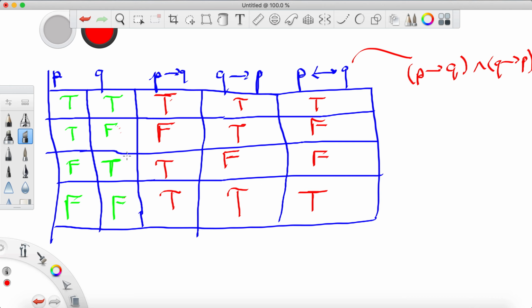Okay, so in summary, we see that P if and only if Q is true just in case, right? Just in case is just another way to say if and only if, but I don't want to confuse you. So P if and only if Q is true precisely when both of them have the same truth value, right? Right here and right here.